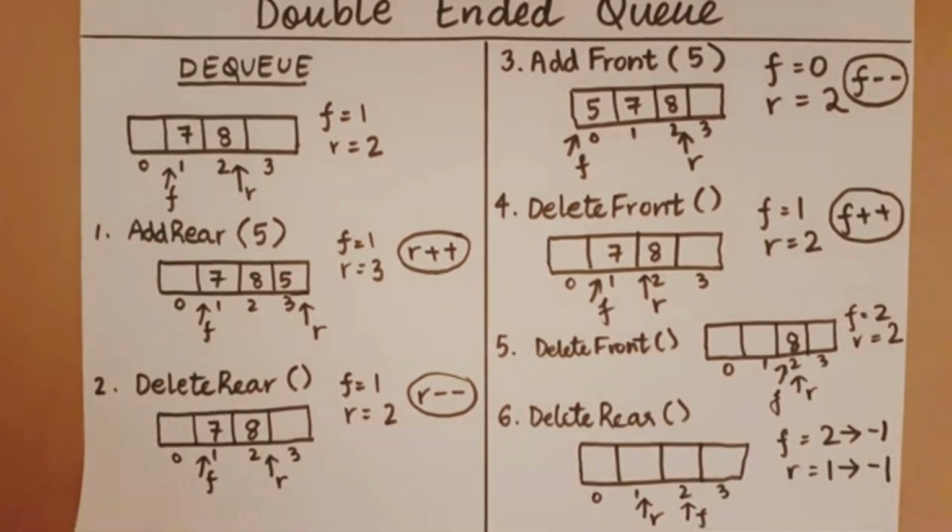So now that we know how the 4 operations of a double-ended queue work, let's look at how we are going to program these.